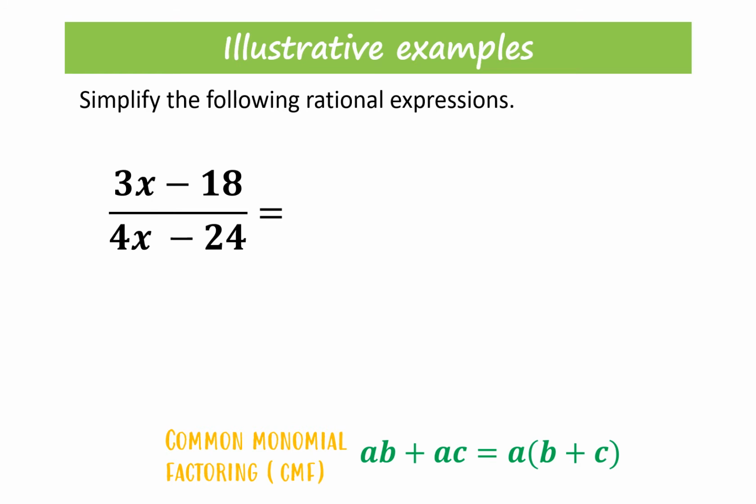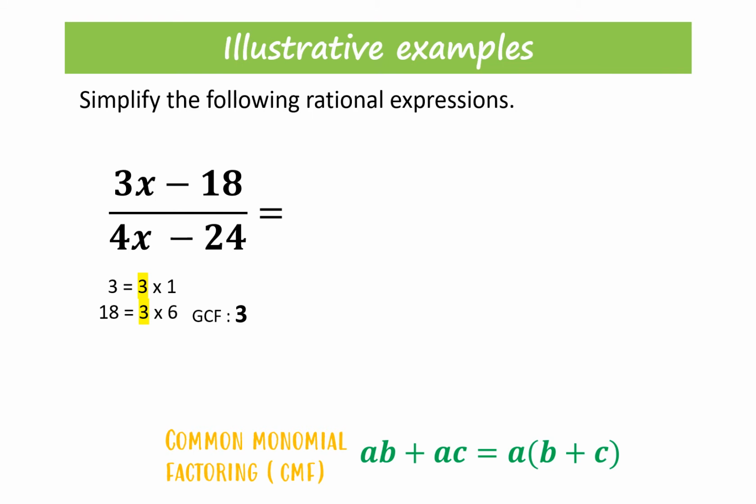3x minus 18. So let us identify the GCF for 3 and 18. Ang 3 ay prime number. So therefore, ang factors lang natin na pwede ay 3 and 1. And for 18, it's 3 and 6. Hindi na tayo gagamit pa ng ibang factor. Kailangan kasi natin ng common. May magkaparehas na factor for 3 and 18. Hindi naman pwede ang 1. So therefore, ang GCF natin is 3. So meron na tayong GCF.